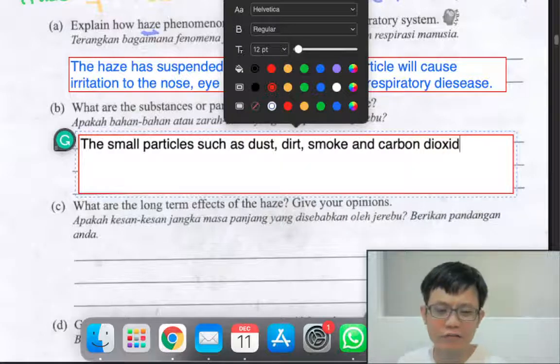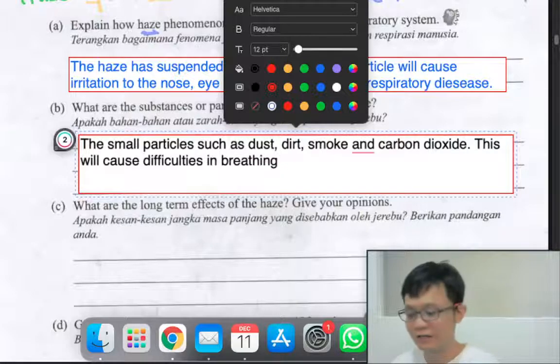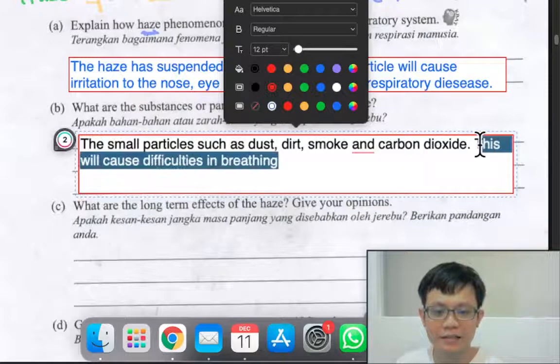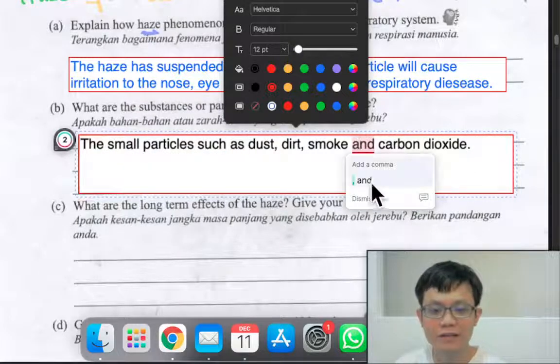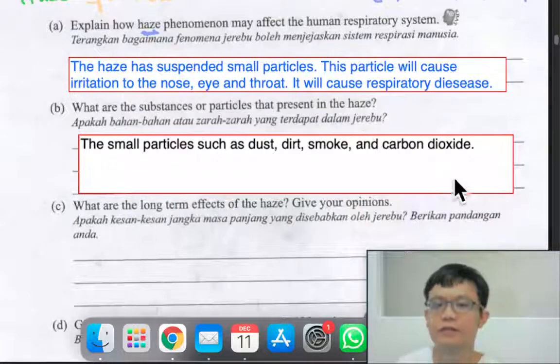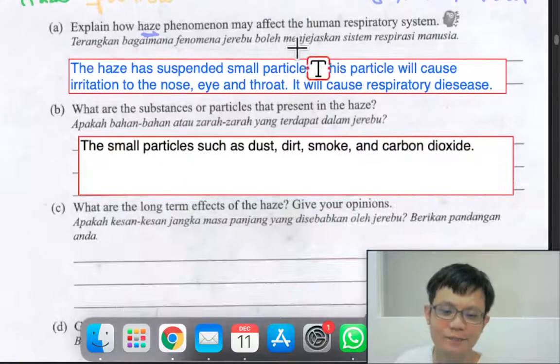And then something like you want to explain, okay? This will cause difficulty in reading. For example, if this is for English, but for science actually you write this one, don't have marks. I just erase this one, no point. You see this one also, the grammar software helps me to check, and you put a comma before you put "and": small particles such as dust, smoke, and carbon dioxide. Yeah, so download www.grammarly.com into your computer and it's free.